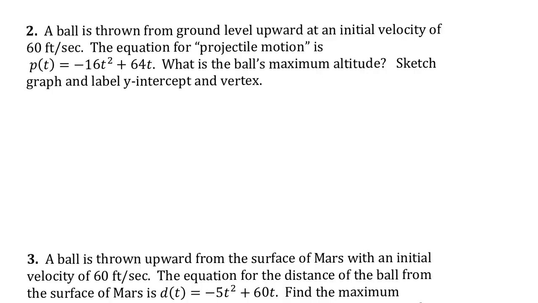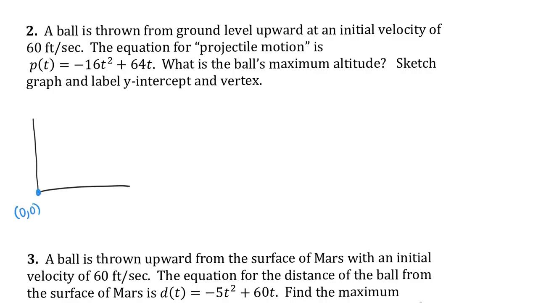Okay, a ball is thrown from ground level upward at initial velocity of 60 feet per second. The equation for the projectile motion is P of t equals negative 16t squared plus 64t. What is the ball's maximum altitude? Sketch a graph, label the y-intercept and vertex. Okay, I'm going to just do the graph because I can think about this. Okay, what's the y-intercept? It's the c value. What is there? There's no c value, which means what number is the c value? 0. So this thing's going to start from 0, 0.